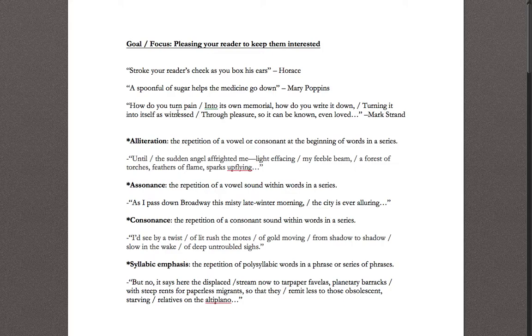And we see that one last time in this final quote that's talking about both pain and pleasure. The poet Mark Strand says, "How do you turn pain into its own memorial? How do you write it down, turning it into itself as witnessed through pleasure, so it can be known, even loved?" This gets more to a central concept of poetry outside of just this idea of sound, but sound is incorporated in it, of course.